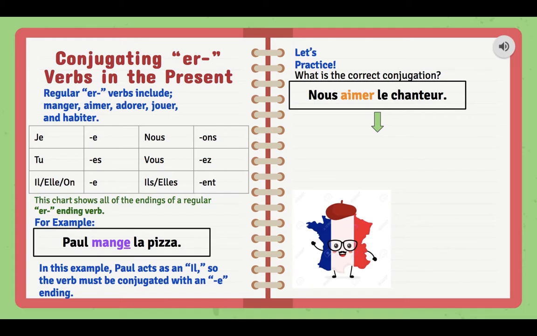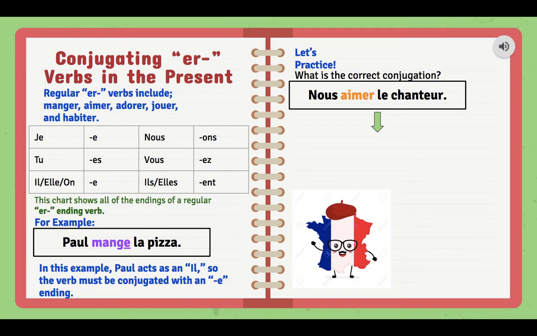Conjugating ER verbs in the present tense. Regular ER verbs include manger, aimer, adorer, jouer, and habiter. If the subject is je, the verb should end with an e. If the subject is tu, the verb should end with es. If the subject is il, elle, or on, the verb should end with an e.